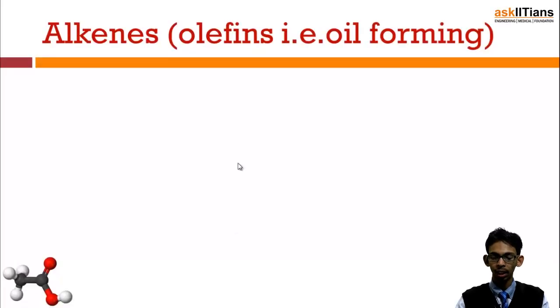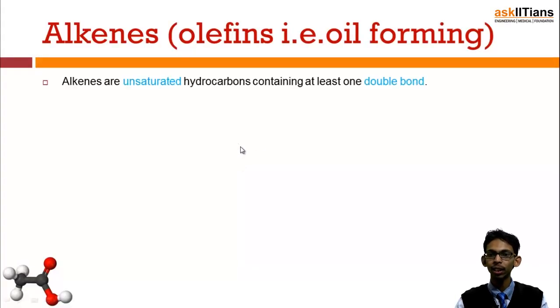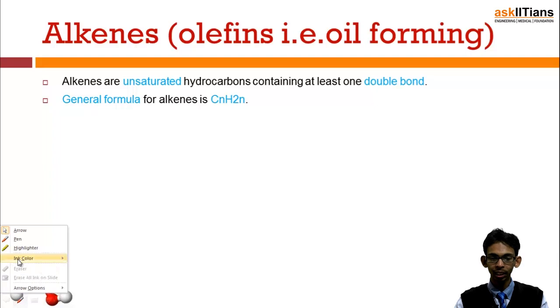So let's start. Alkenes. Alkenes are the unsaturated hydrocarbons which contain at least one carbon-carbon double bond, and they are known as olefins because they are oil forming. The general formula for alkenes is CnH2n. Actually, let's write down the structure of the first member of the alkene series.